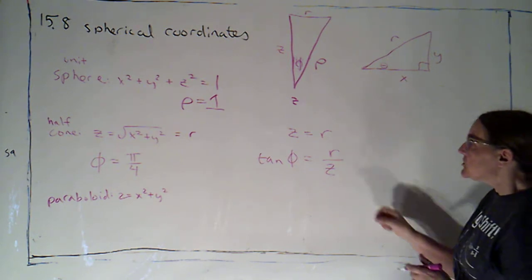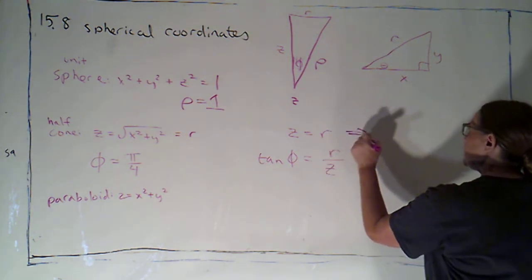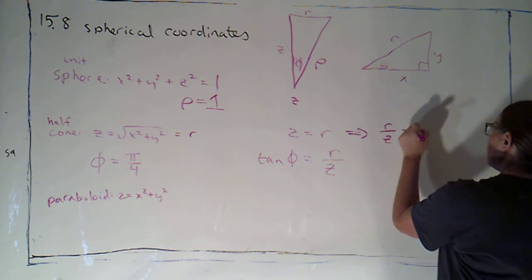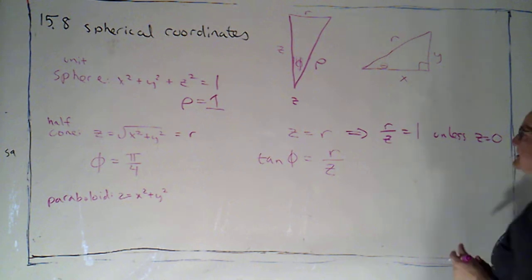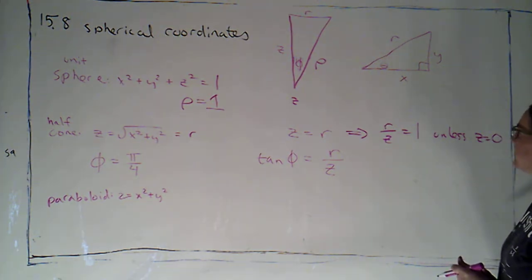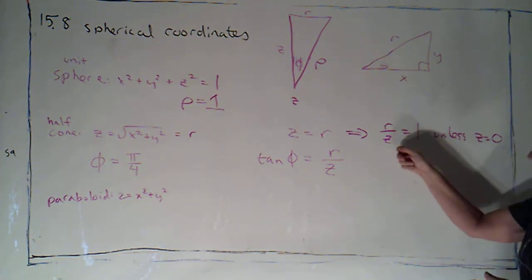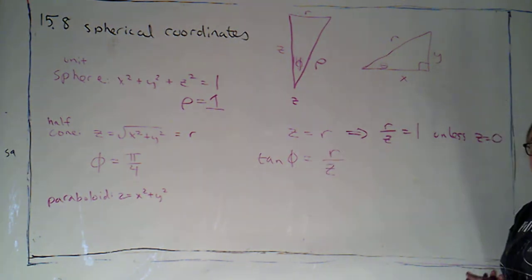Okay. So that means r over z equals 1 unless z is equal to 0. Okay. All right. So that would mean that tangent of phi is 1, which is what we just got, which suggests that phi is equal to pi over 4.